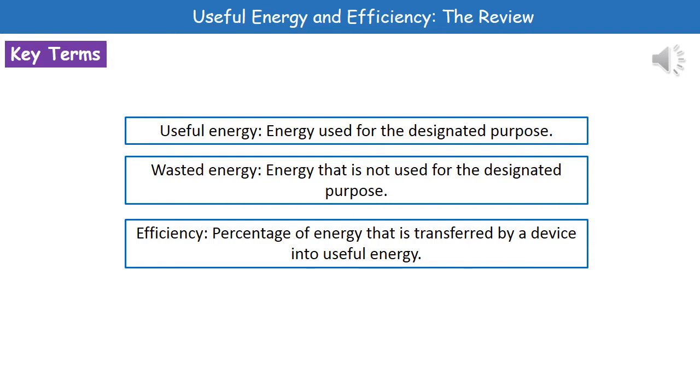So we've got useful energy first of all, which is the energy that we're going to be using for a designated purpose, and that will be revealed in the question. We've got wasted energy, which is the other forms of energy that we're generating that are not being used for that same purpose. And then finally, the efficiency is the percentage of energy that's being transferred by a device into the useful energy. So it's basically looking to see how much of the energy are we actually getting for the job we want to do.